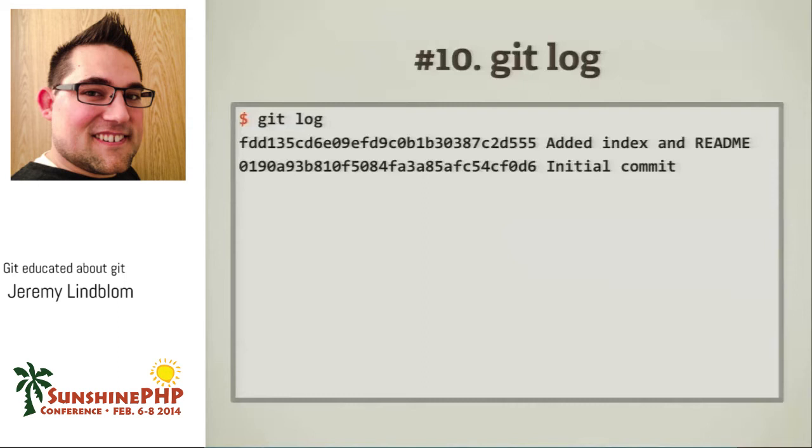The git log command lists out commits and messages. You can change the format of this. This is a very basic log format. But this is where your commit messages are really helpful, because this will kind of tell the story of your repository.